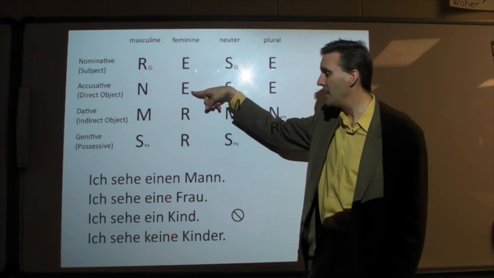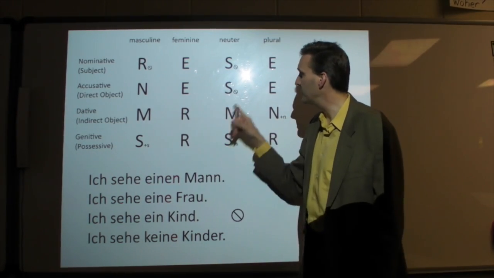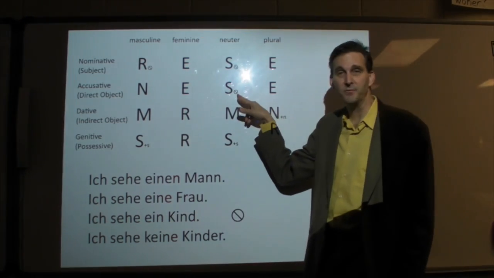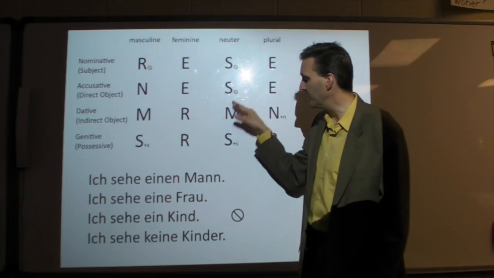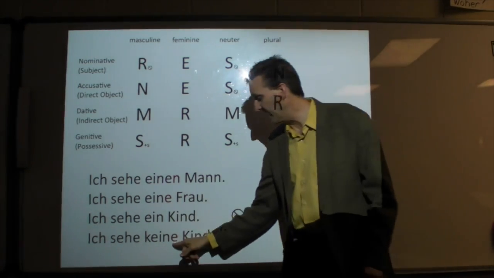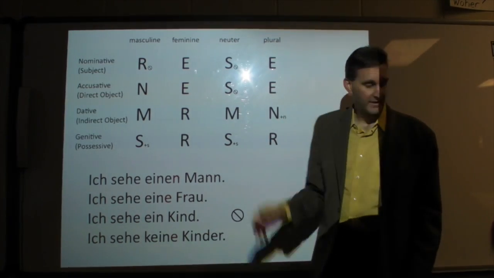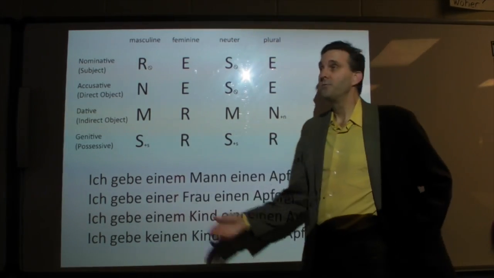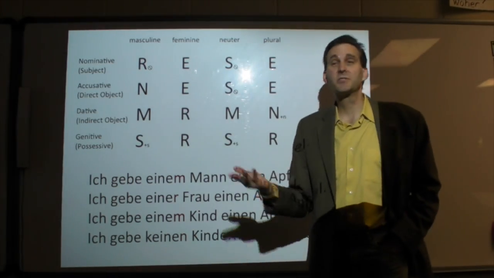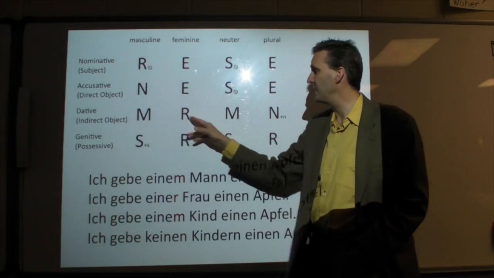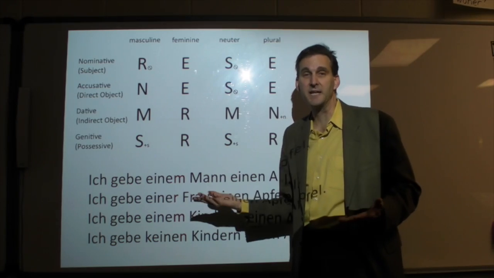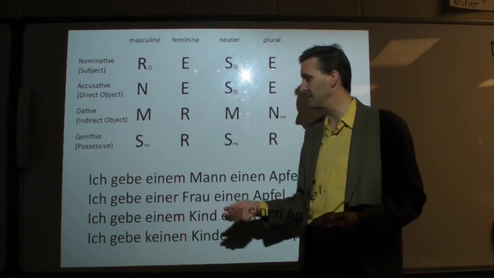Ich sehe eine Frau, keep the E, but we're going to orphan this S. Ich sehe ein Kind. So once again, we have orphaned this S, so the ein word has orphaned the S, and we keep the E over here for keine Kinder, right there. So, for the dative and genitive, there's no orphaning, so we keep all the normal endings, the M, the R, the N, the N, etc. So I'm going to go through these a little quickly since it's the same endings as we've been used to from the last lessons.